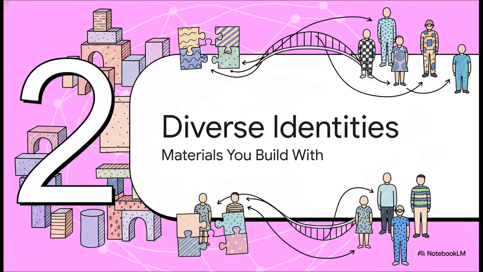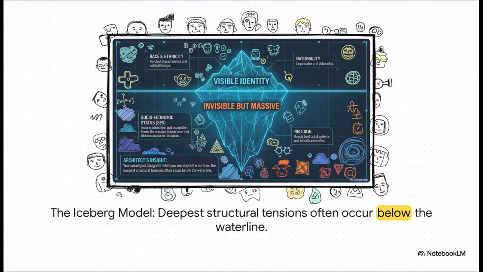real world. You know, a building is only as strong as its materials. Well, in our society, the materials are people, with all their complex identities. So your first job as an architect is to really understand their unique properties. Now this is the iceberg model, and it's absolutely crucial.